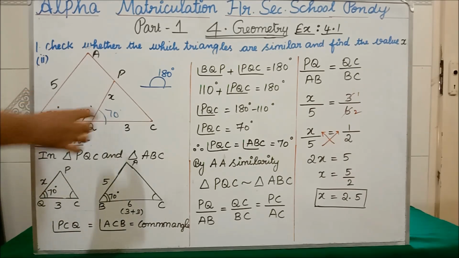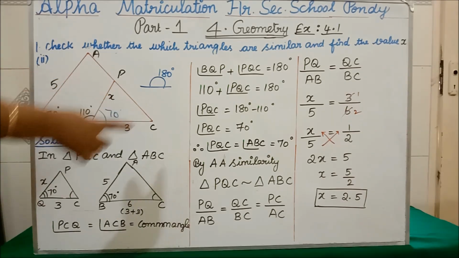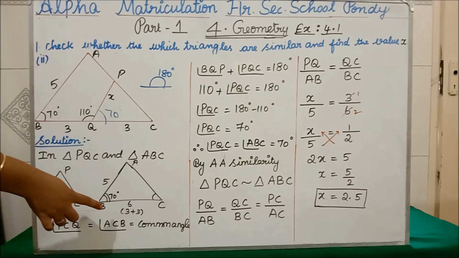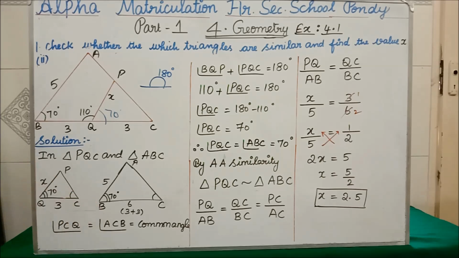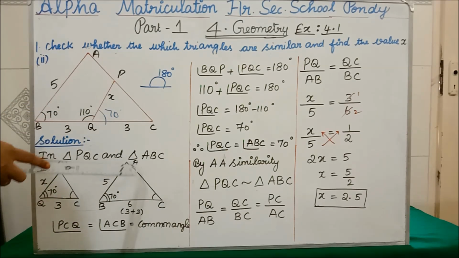Next we have now proved what? PQC, this angle is 70 degree. So I have written here Q is 70 degree. Now only we have found, isn't it? Q is 70 degree and B they have already given as 70 degree. Now you see here also 70 degree, here also 70 degree, which means angle Q is equal to angle B, isn't it? So I have written angle PQC, 70 degree, is equal to ABC. So PQC is equal to ABC is equal to 70 degree.